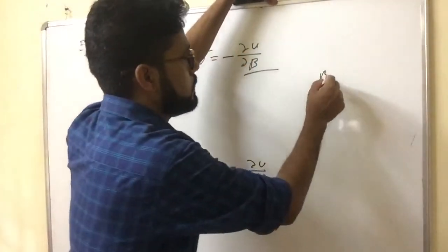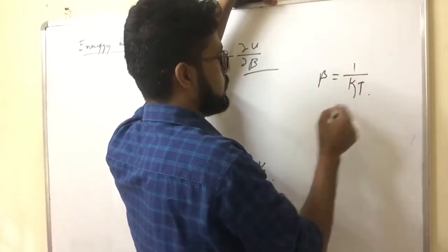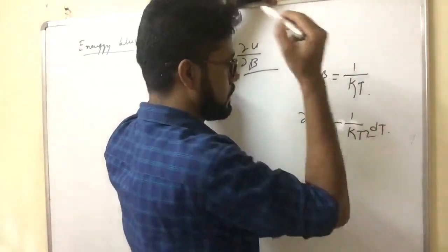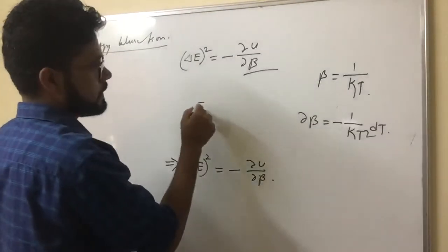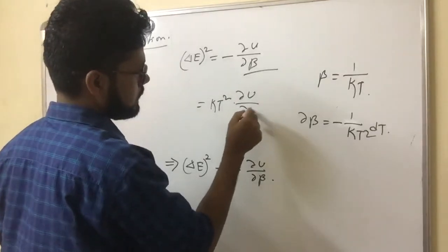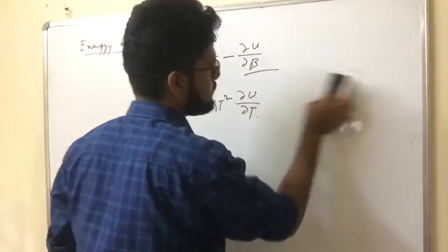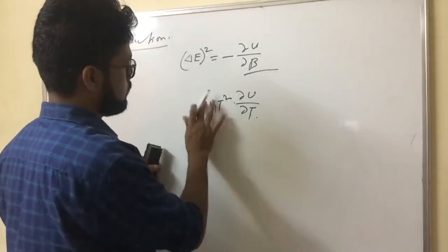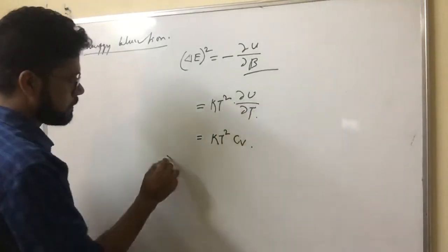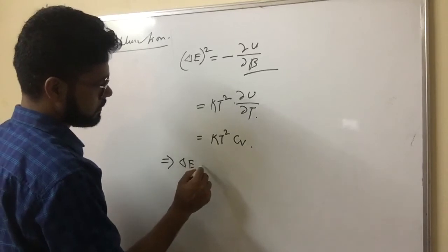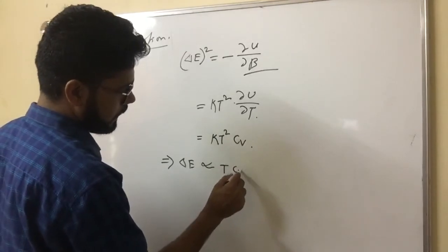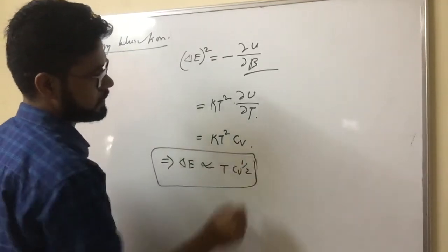Then I can calculate the specific heat. That is why beta equals 1 by KT. Del beta equals minus 1 by KT square dT, or you can take the partial, no problem. Then it will be KT square dU by dT. That means it will be plus KT square into the specific heat. That means the RMS fluctuation del E is proportional to T to the power 1 and CV to the power half. This question comes in an exam.